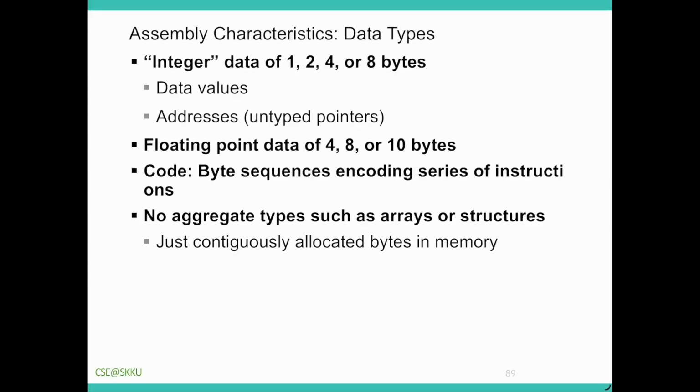So here are some assembly characteristics. An integer can represent either 1 byte, 2 byte, 4 byte, or 8 byte data. It's not difficult to see that these are char, short, int, and long. It can also store addresses or pointers, which are 8 bytes because we're using a 64-bit system.